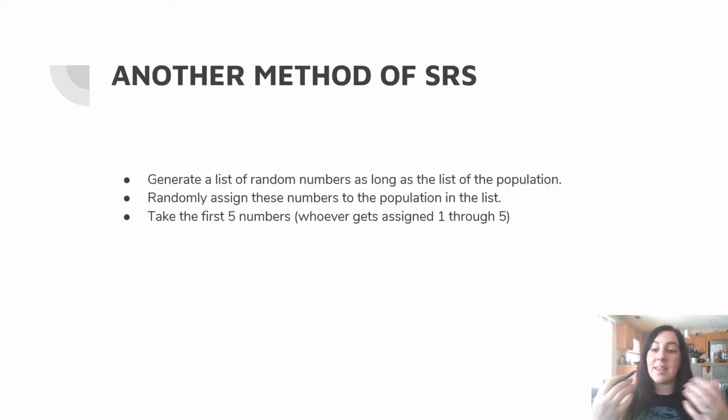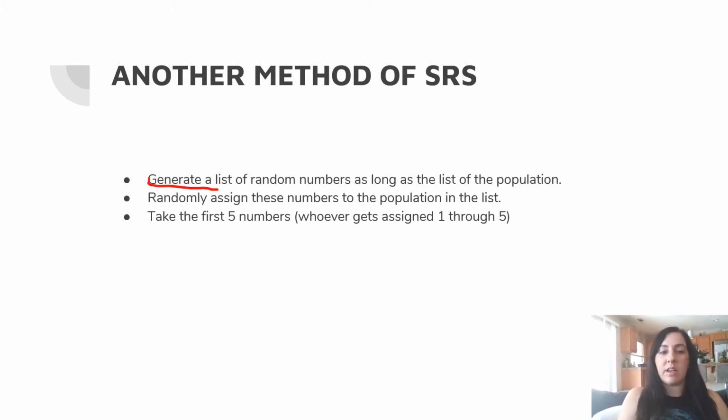Okay, so then the next method that we can use for simple random sampling is where you generate your own list. You generate your own list of random numbers for the population. So you come up with your own numbers. I would keep the numbers small, but you come up with your own unique numbers, and you hand them out randomly, or assign them randomly, to the individuals in the population.